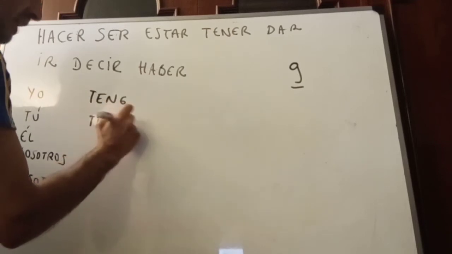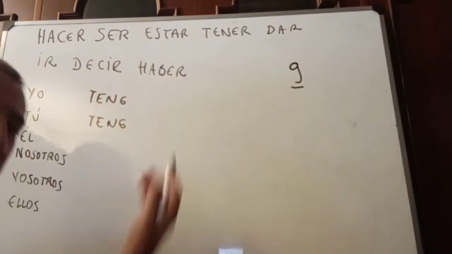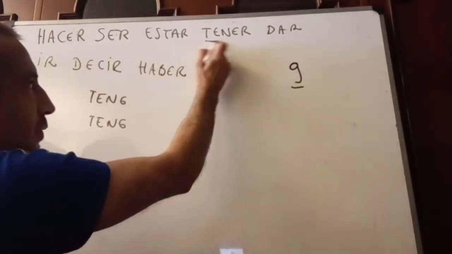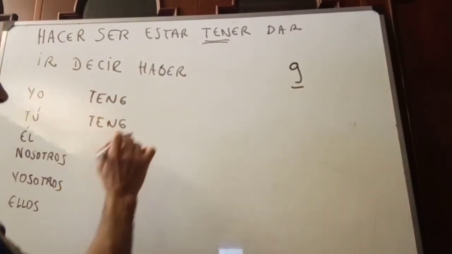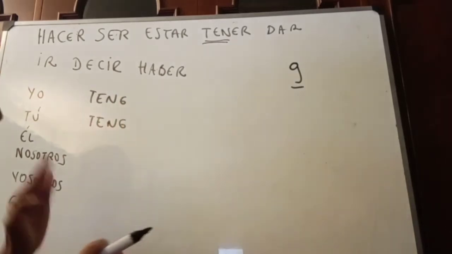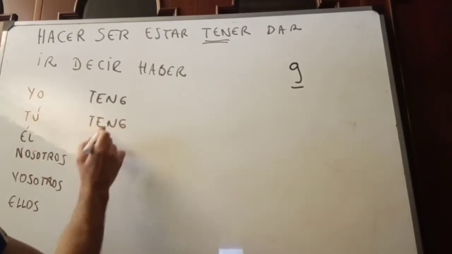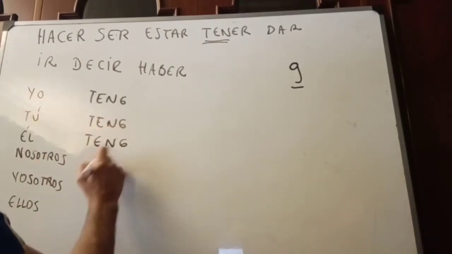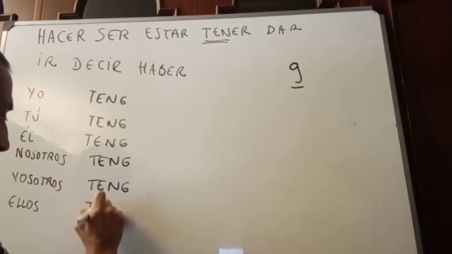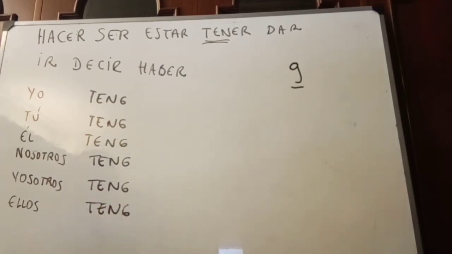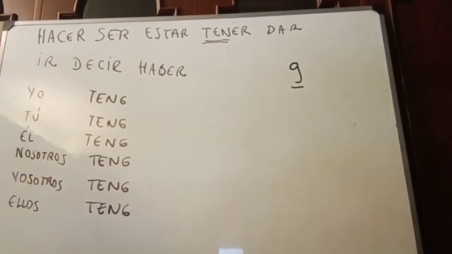We have a new root here. This is the root. When I say the root, it's not the original root of the infinitive, because otherwise it would be ten. But let's think of it as a new root for the subjunctive mood in the present. Ten, ten, ten. As you can see, it's regular in this mood. And then we add the endings.